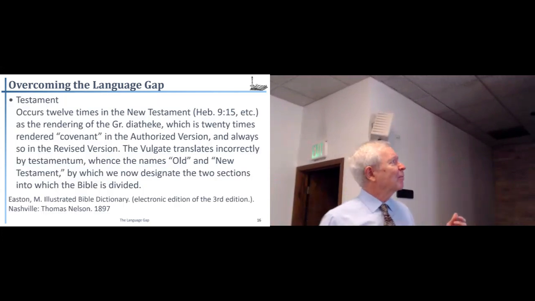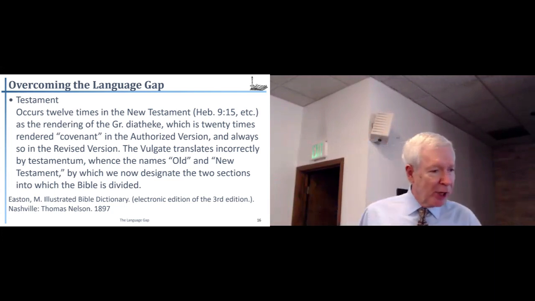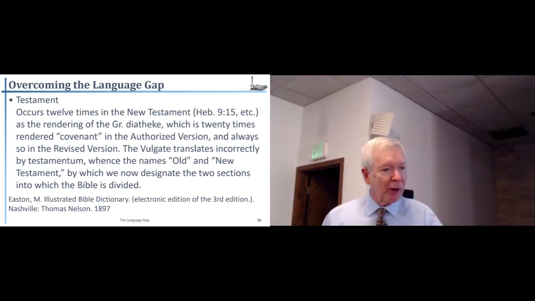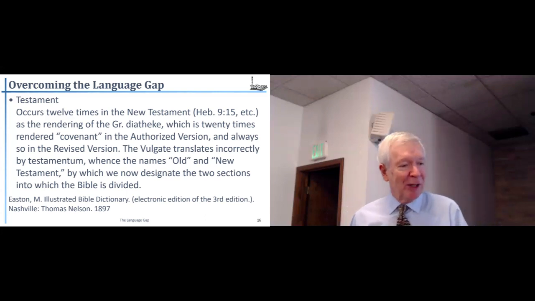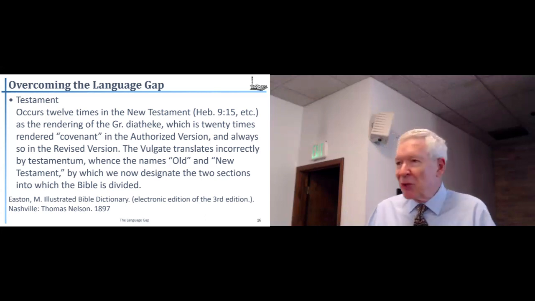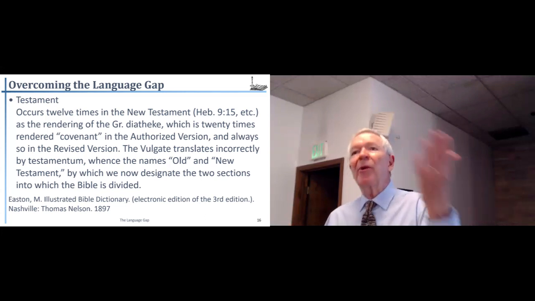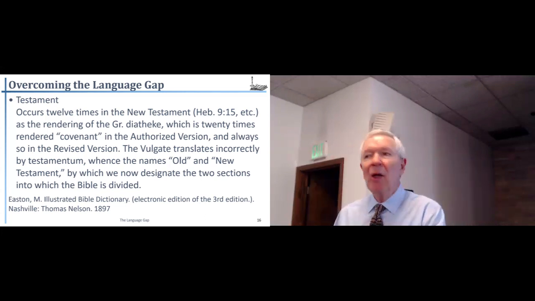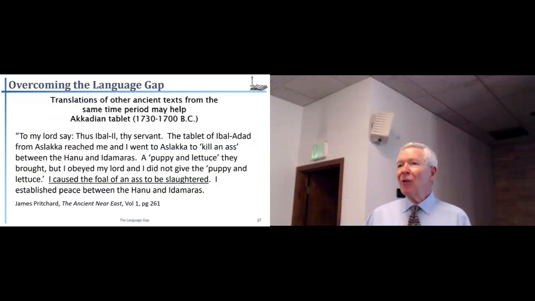But that's not the end of it. It's kind of interesting because testament occurs 12 times here, and this is from Easton's Bible Dictionary. And I like it where he says that the Vulgate translates incorrectly by testamentum, whence the names old and new, by which we now designate the two sections into which the Bible was converted. So a lot of these references are coming up and helping to clarify what he means in Hebrews 9. And then outside references.